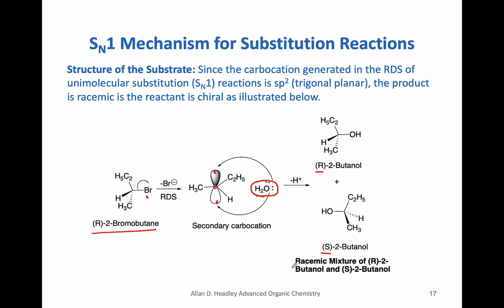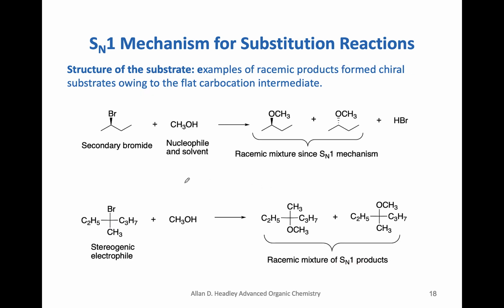Of course, as you know from general organic, that's called a racemic mixture. A racemic mixture consists of a 50-50 mixture of enantiomers, the R and the S enantiomer. Here are just some more examples. We have this bromide here.